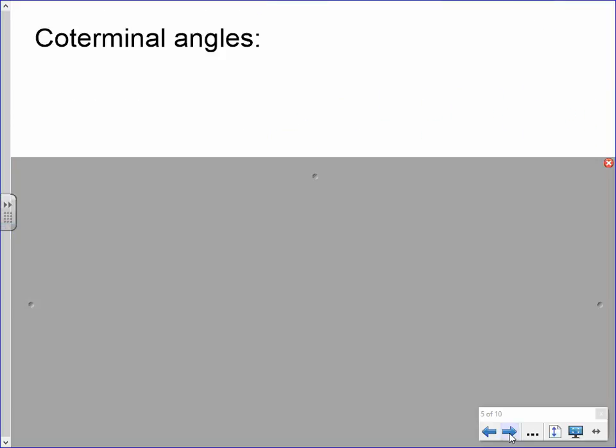So, another definition, coterminal angles. I would like you to take a little bit of time and discuss with your pod, maybe you already know it, or what you think coterminal angles would be. Dissect the word if you need to. Okay? Discuss what you think coterminal angles would be.